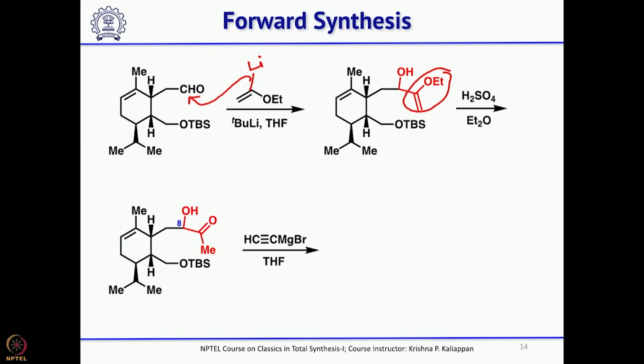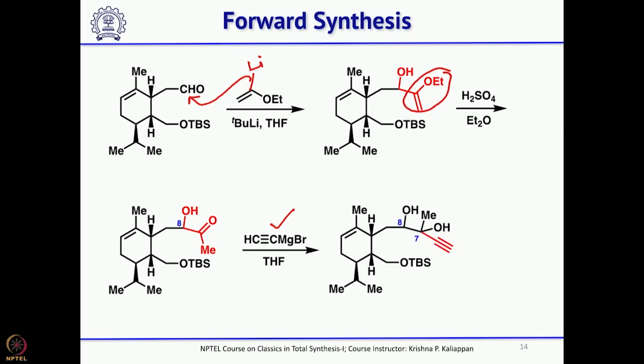Now, as I said, you have to make C ring also, and the key reaction in the total synthesis of eleutherobin by Nicolaou is intramolecular addition of lithium acetylide. So, that means you need to add a triple bond. So, the triple bond was added in the form of acetylene magnesium bromide. Okay, you take acetylene and then convert into the corresponding Grignard. This gives you the corresponding tertiary allylic alcohol.